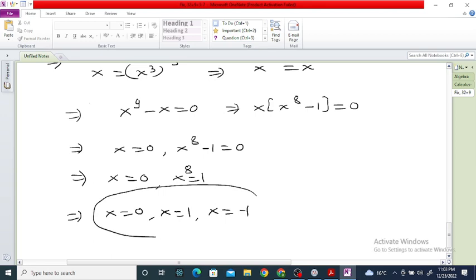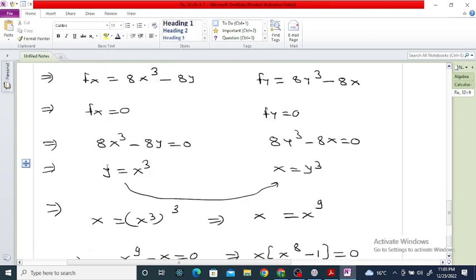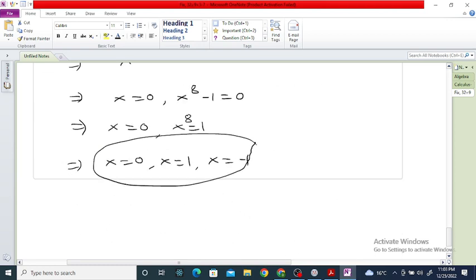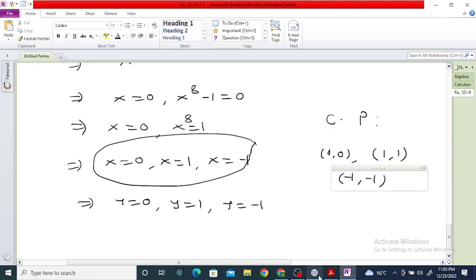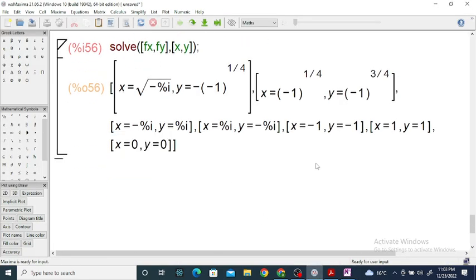If we substitute these values in the equation y equal to x cube, we get y equal to 0 when x is 0, y is 1 when x is 1, and y is minus 1 when x is minus 1. Therefore the critical points are (0, 0), (1, 1), and (minus 1, minus 1). We obtain the same critical points by using Maxima software: (minus 1, minus 1), (1, 1), and (0, 0).